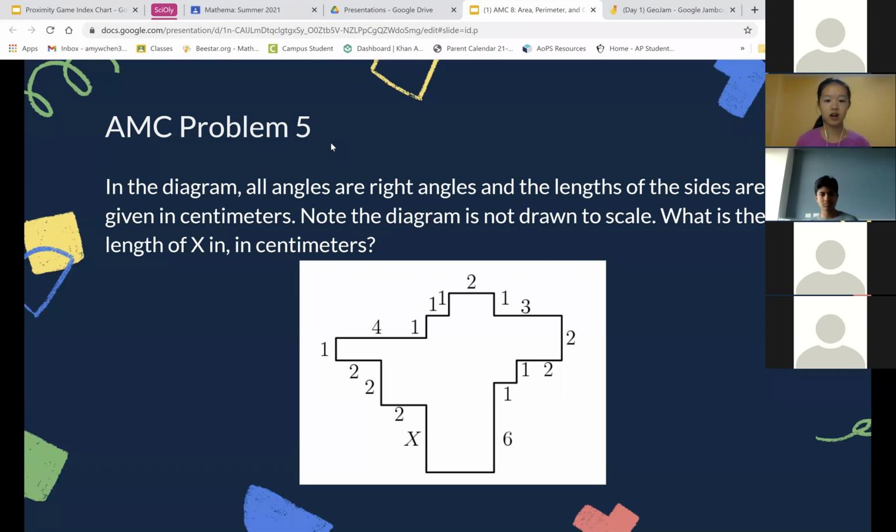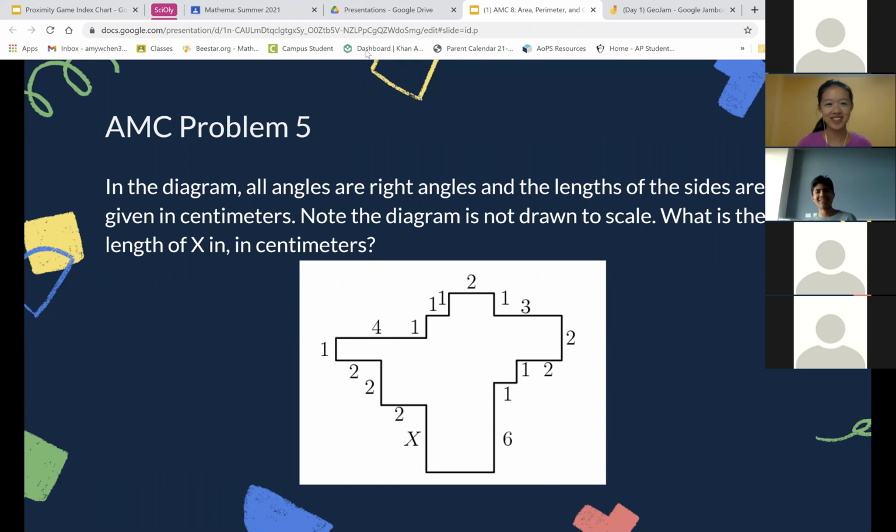Basically in this diagram, all angles are right angles, and the lengths of the sides are given in centimeters. Note the diagram is not to scale. What is the length of X in centimeters? It basically is to scale.